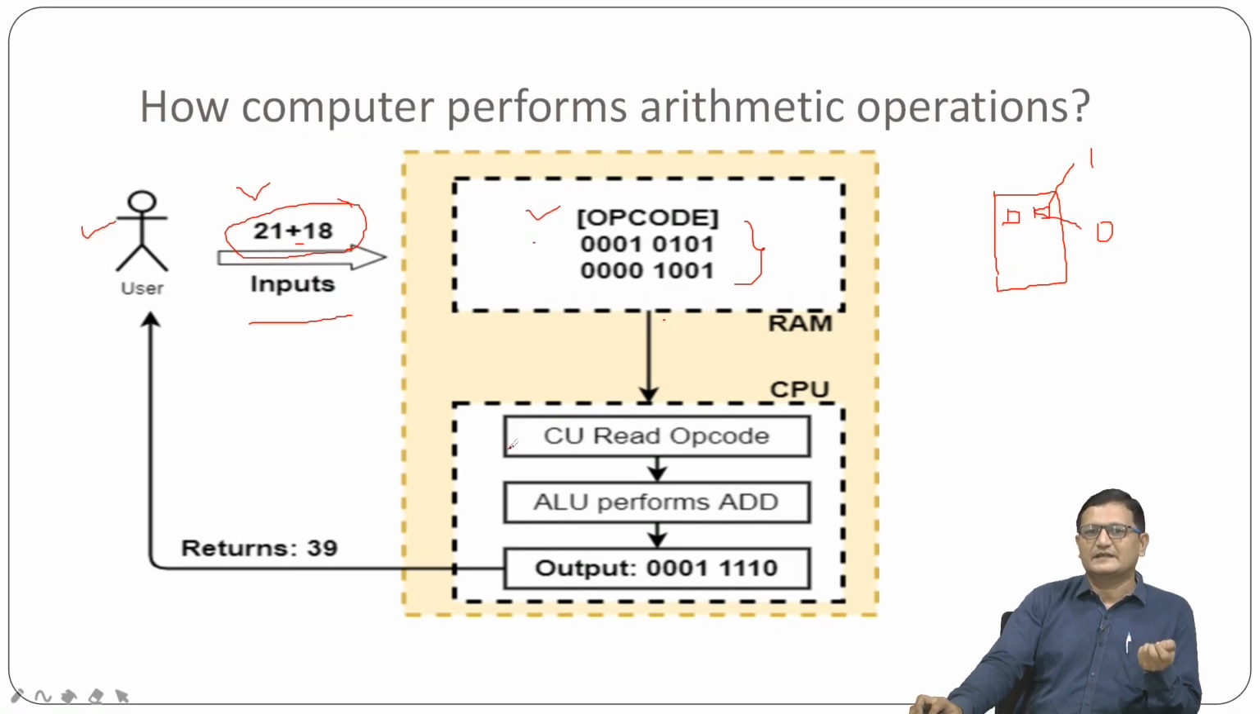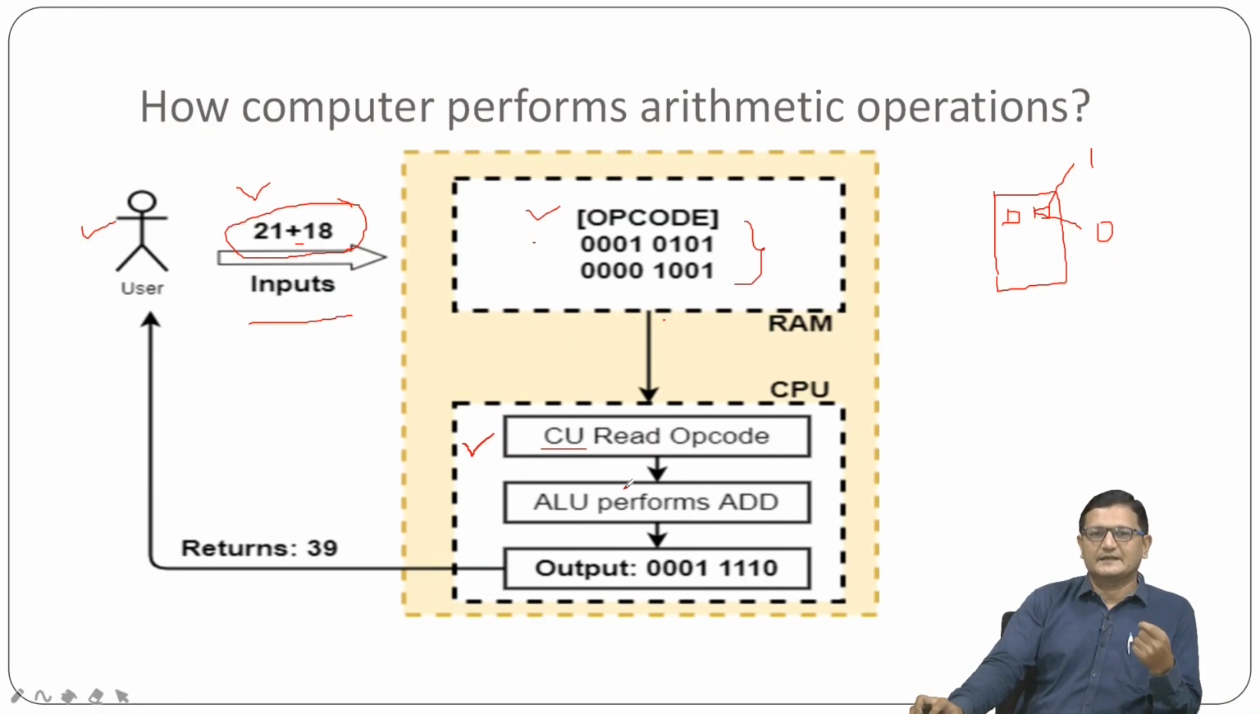First, the CPU has a control unit. The role of the control unit is just reading the opcode, which operation we need to perform, right? Here the opcode is a plus sign. Plus means addition. So once the CPU's control unit recognizes that we need to do the addition, the CU sends one signal to the adder circuit.